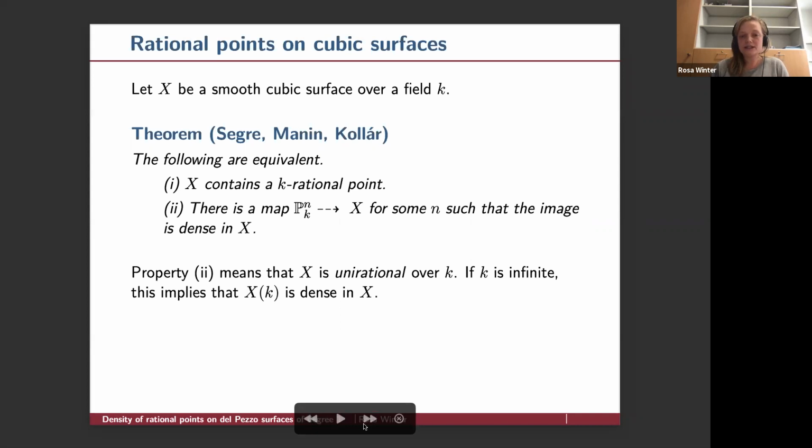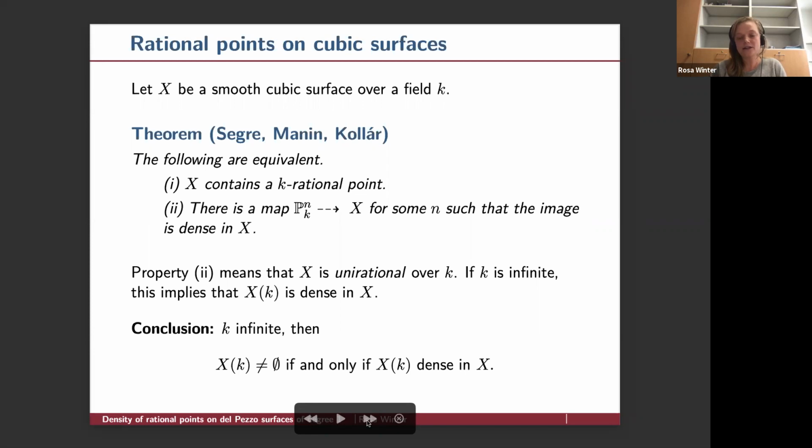The second property is the definition of unirationality. So this means that X is unirational. And if k is infinite, this implies that the set of rational points is dense in X. So for cubic surfaces, we know that as soon as your field is infinite and you have a k-rational point, then the set of rational points is dense in X, following from unirationality.